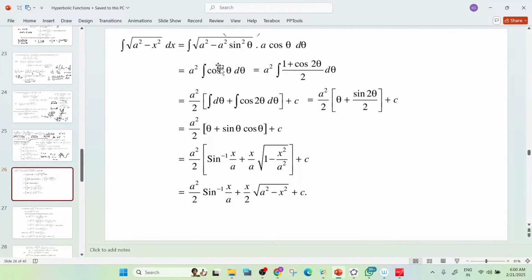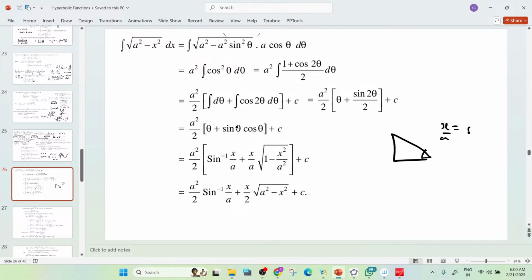Cos square theta, now you know this one, right? Cos square is 1 plus cos 2 theta by 2. This is d theta plus cos 2 theta, which gives sine, and this you can further simplify as 2 sine theta cos theta. What is our initial substitution? x equals a sine theta.